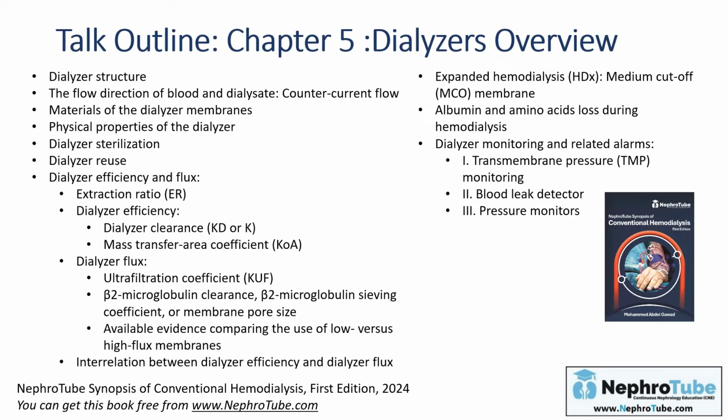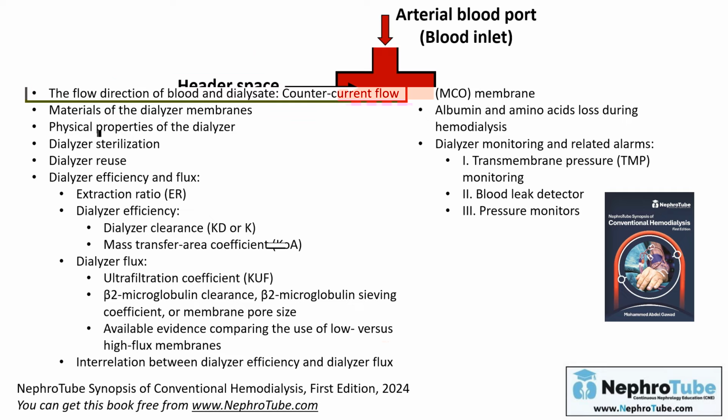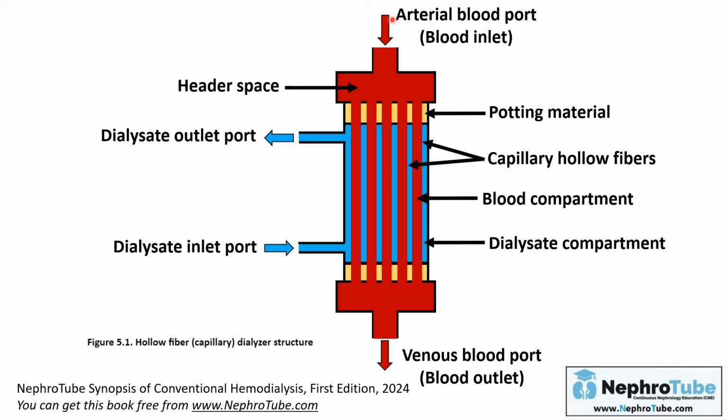The next point that we want to talk about is the flow direction of blood and dialysate within the dialyzer. They are flowing in parallel counter current direction. They are flowing in opposite direction to each other. As I'm showing here, this is the blood inlet and the blood outlet, and the dialysate inlet is from the bottom and the outlet from the top. So the dialysate and the blood are passing in a counter current flow opposite each other.